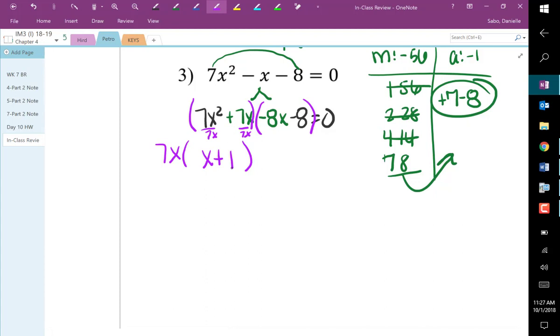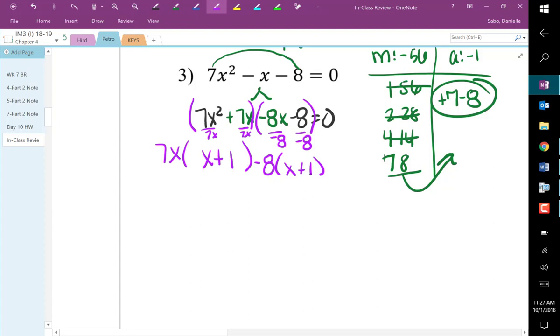Okay, now let's look at this next one. I'm going to cover this up. We're not looking at this side. What's common between a negative 8x and a negative 8? Yeah, an 8, but we're going to keep that negative with it. Whenever there's a negative out in front, just like this guy, we're going to keep it with. So the negative 8 comes out, and what's left is x plus 1.